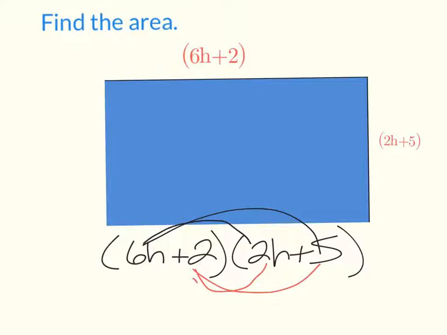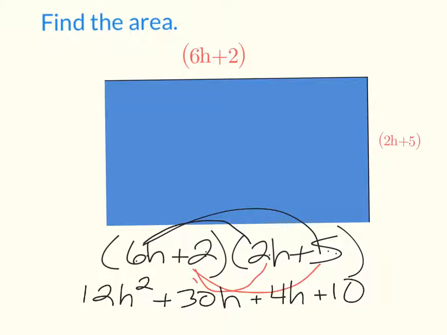So we're going to have, when we multiply this out, 6h times 2h. Well, that's 12h squared. You can add your exponents. 6h times 5, we get 30h. Now we move to the 2 here. We got the 2 times the 2h, that's 4h. Then we got the 2 times the 5, so that's 10.